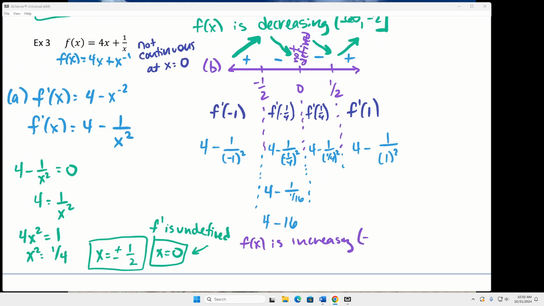Okay, so when I'm doing my intervals of increasing, I do include -1/2 and 1/2. However, I cannot include 0. And this is kind of weird. If it did include 0, I could say from negative 1/2 to positive 1/2, the function is decreasing. F is, but there's nothing at 0, so I need to be careful that I don't include 0.